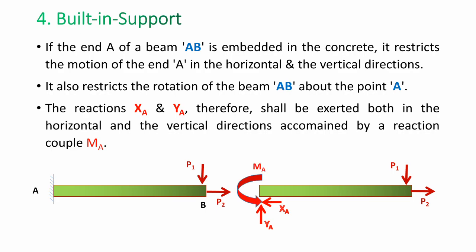What will happen in this case, because of P1, that load is at a distance, so a moment arm exists between P1 and the point A. So automatically a moment is generated. That's why that reaction we have shown, that is the MA here.